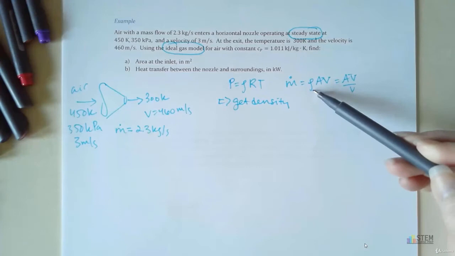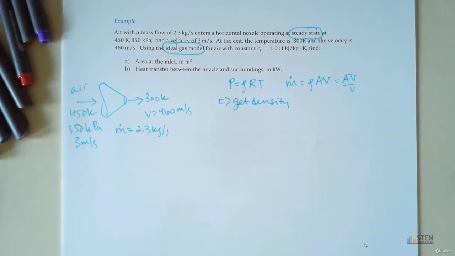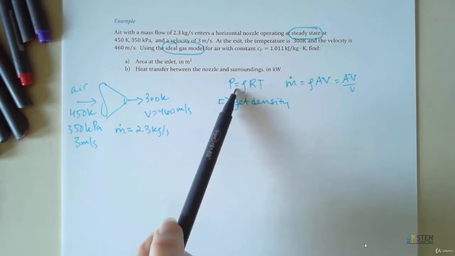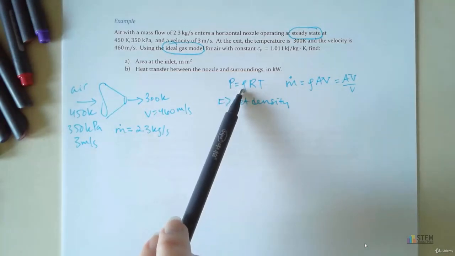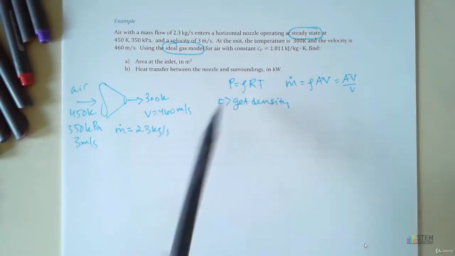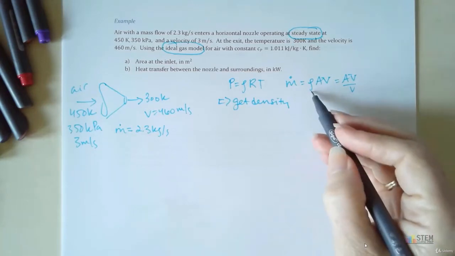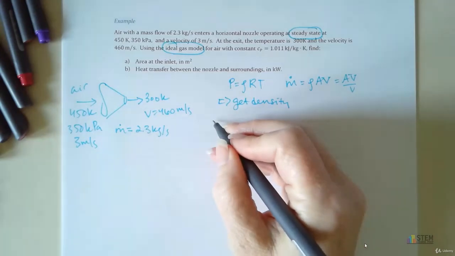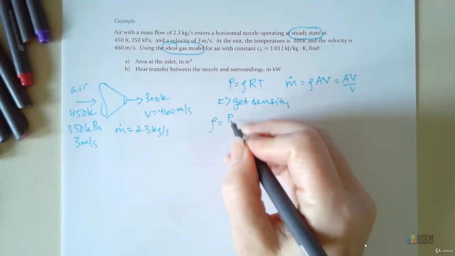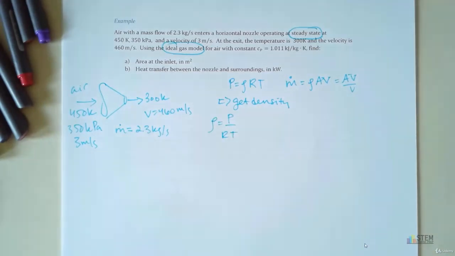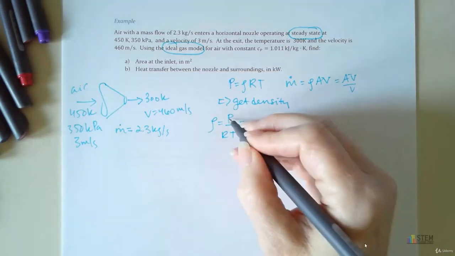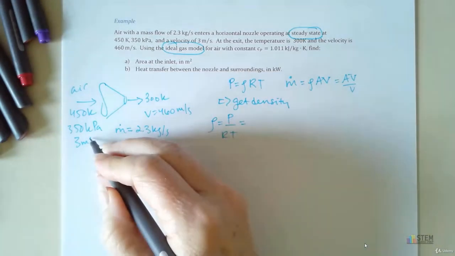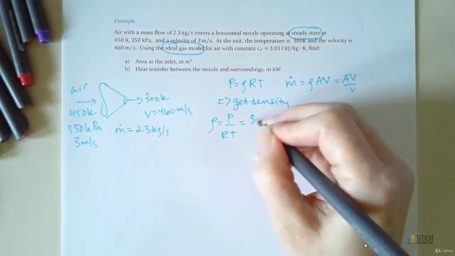And to get density, how do you think we should do that? If you look to this equation over here, we've got density, right? So let's solve this equation for density, and then we can plug that value into this equation for m dot. Then we will be on our way to solving for area. Rho is going to be pressure over R times T. Pressure at the inlet is 350 kilopascal.